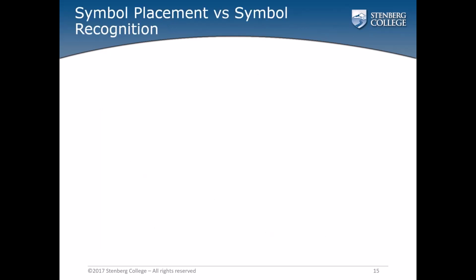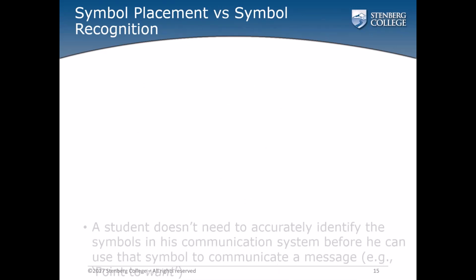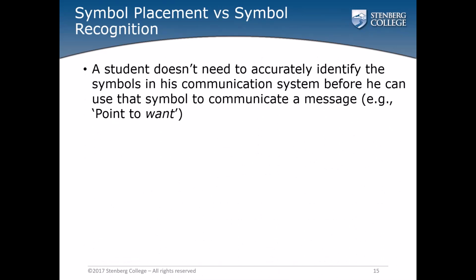Symbol placement versus symbol recognition. A student doesn't need to accurately identify the symbols in his communication system before he can use that symbol to communicate a message. For example, asking a student to point to want or show me happy, holding up the symbols on flashcards and having the student match them on their AAC device isn't going to help them develop language and meaning for those symbols.